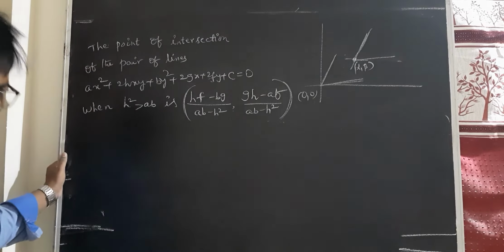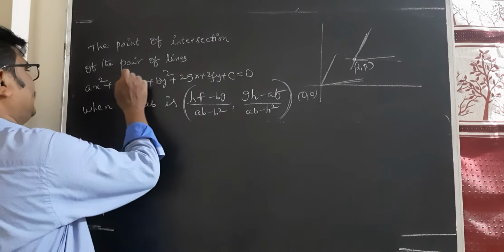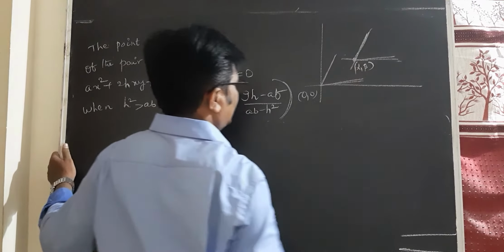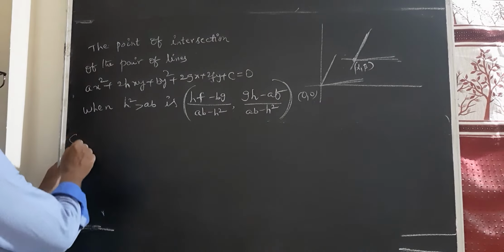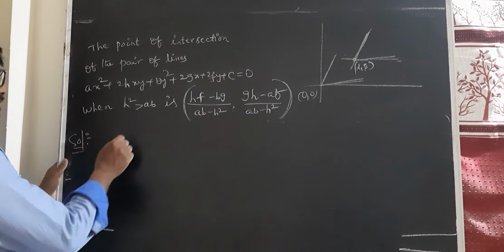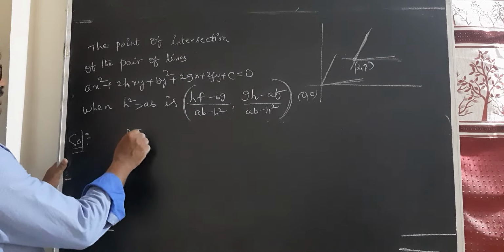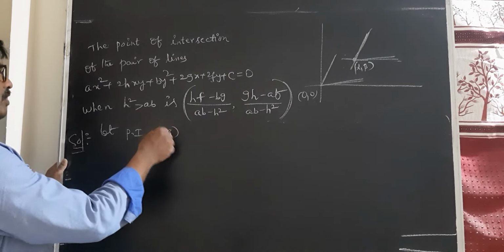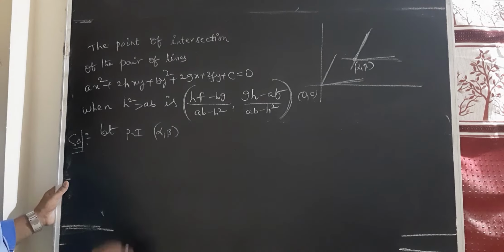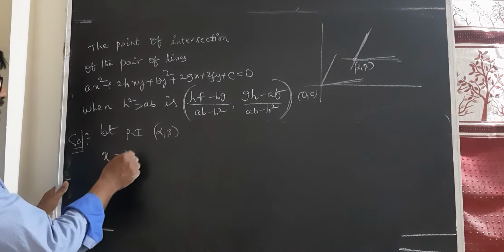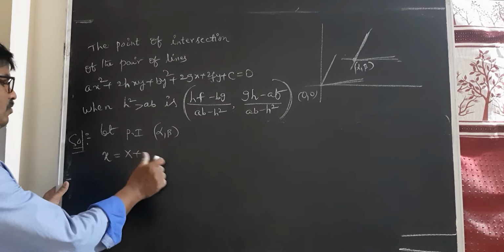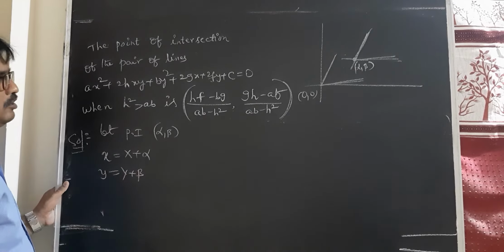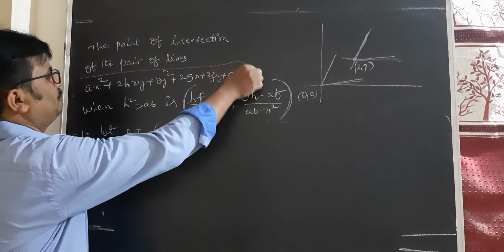Dear students, here instead of (h, k) we take the point of intersection (alpha, beta). Let the point of intersection of the pair of lines be (alpha, beta). So small x equals capital X plus alpha, and small y equals capital Y plus beta. Now find the transformed equation of this one.